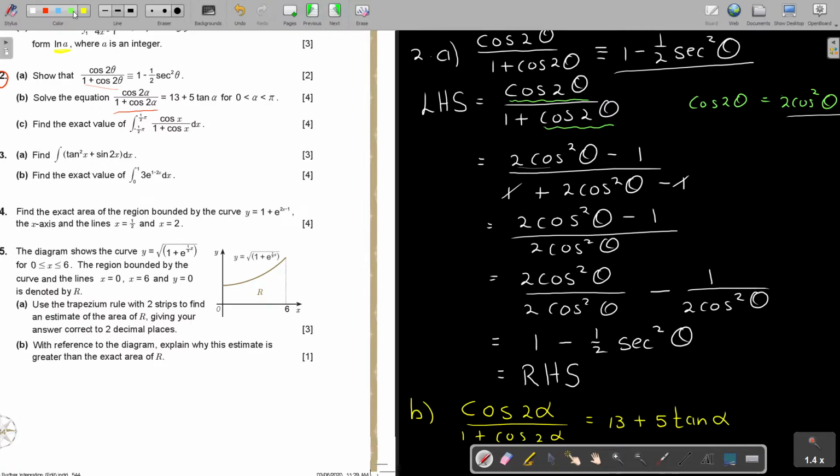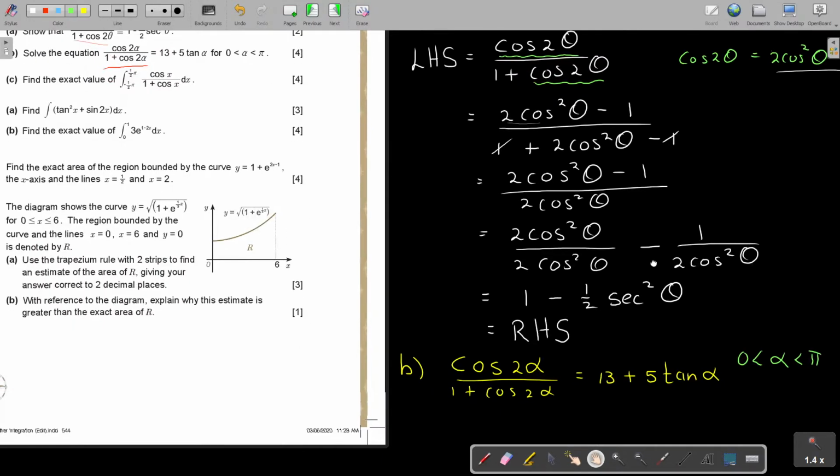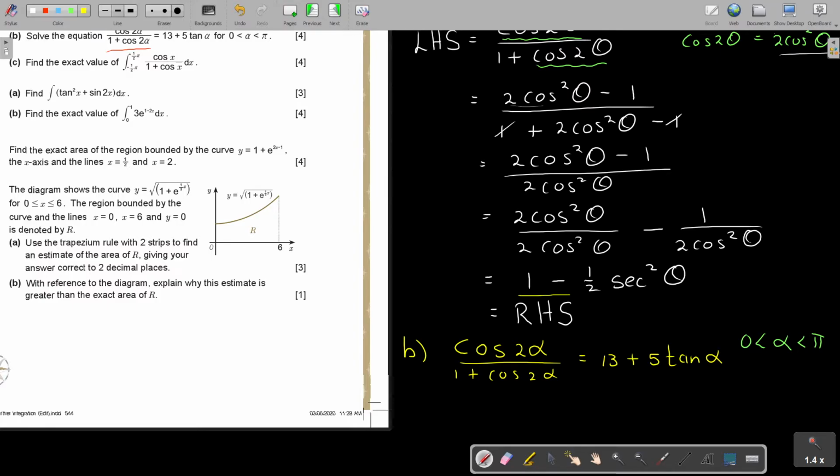And don't forget that alpha will go from 0 to pi. Now, in this place, I can substitute this. So I'm going to start by saying 1 minus a half sec squared. I'm just changing the angle, it doesn't matter. And that's 13 plus 5 tan alpha. Now, it's almost looking like it must go to a trinomial.